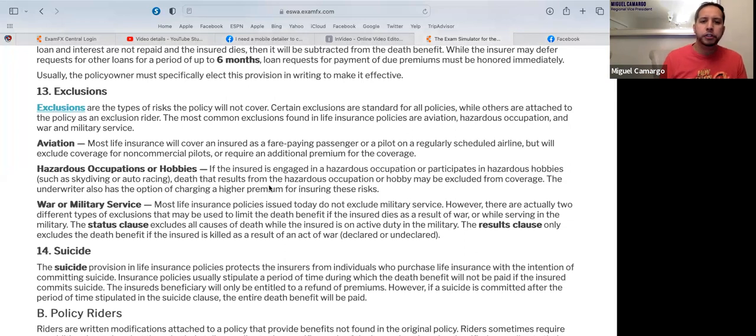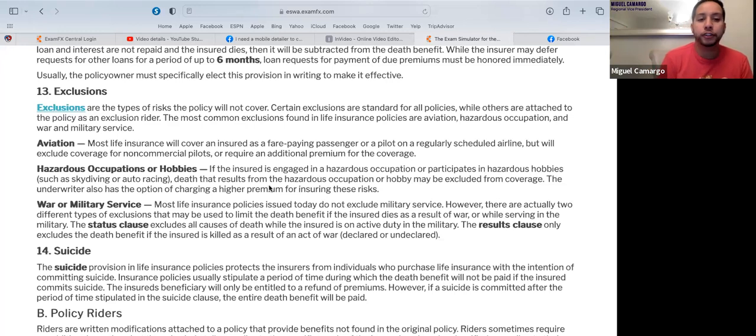Aviation. So most insurance companies will cover an insured who is buying commercial flights. But if you're a non-commercial pilot, let's just say you're a pilot that rides around for fun, that's kind of a dangerous job or dangerous hobby. Would you agree? So they have the right to say, hey, we don't want to insure you for that. So we're not going to cover that.